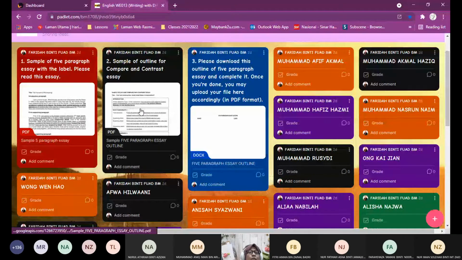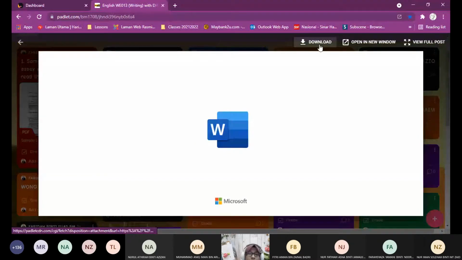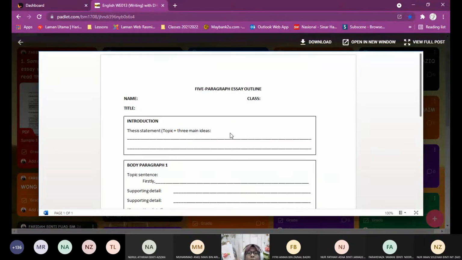Okay, so you can check your Padlet later on. You will see 2 samples are given. One is descriptive, another one is compare and contrast. And then the last one here. This is the last one that I need you to look at. You can download, or you have to download. It is in Word format.